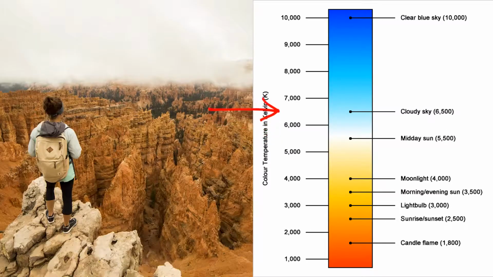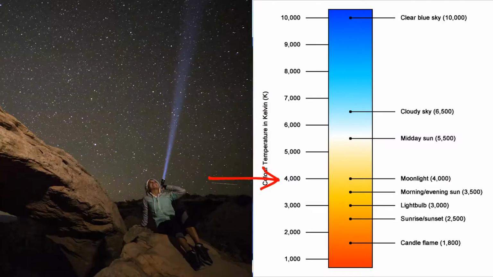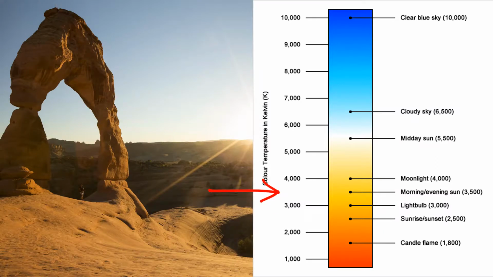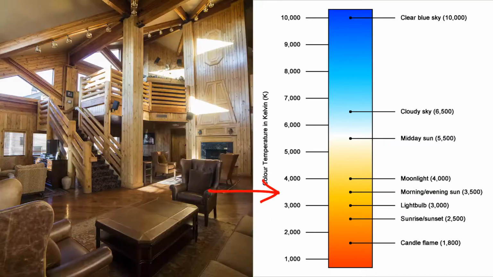Now as clouds start to roll in, that'll change your color temperature to a more blue hue, and at night by the moonlight your color temperature is going to be more around 4000. Now your sunrises and your sunsets are going to be anywhere from 2500 to 3500, and most indoor light bulbs are going to be around 3000.